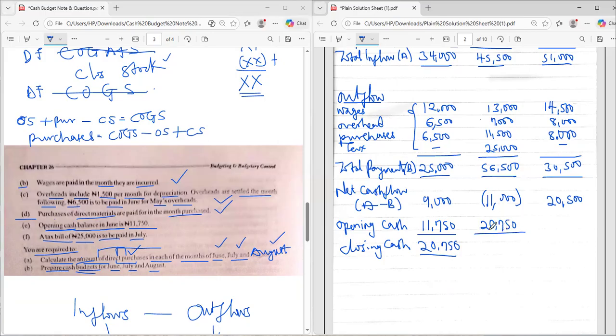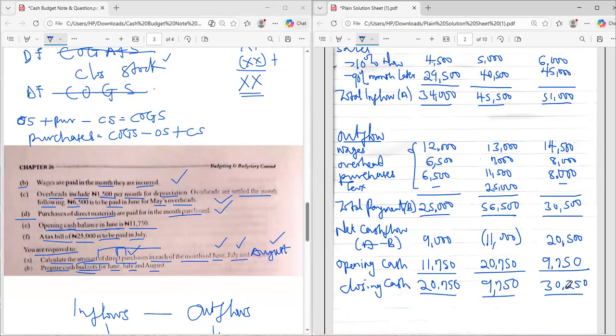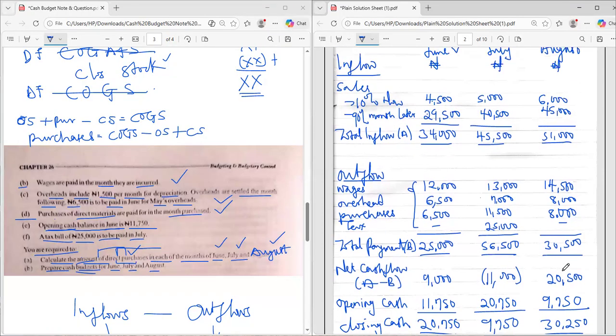It's positive 9,750. Minus this 11,000, because this is a negative figure. Take it up here. What do you get? 30,250. So what this means is that as at August ending, you have 30,250 naira in your cash account, whether it's bank or whatever. That is it. Any question? No question.